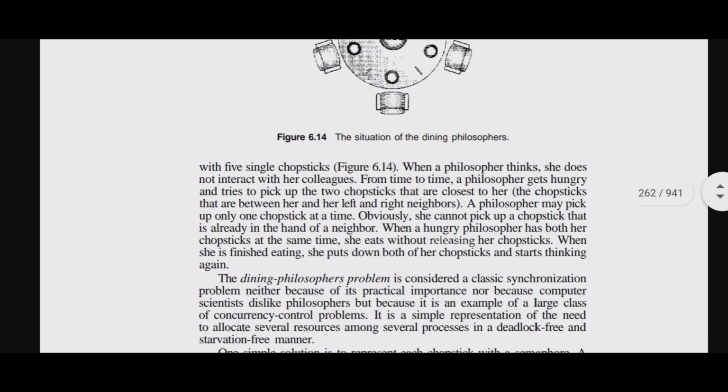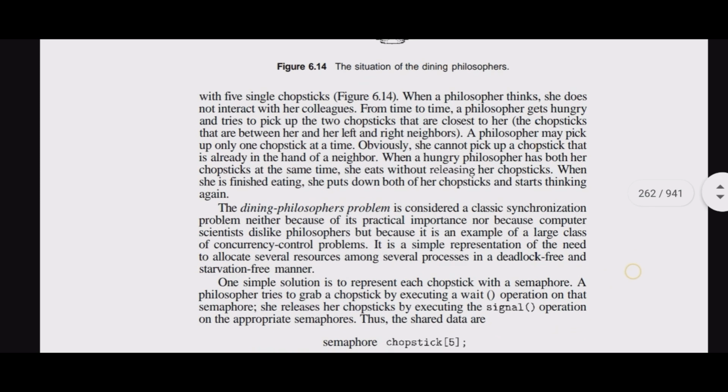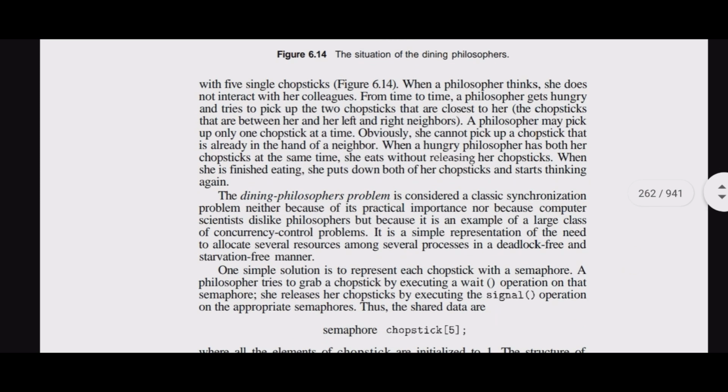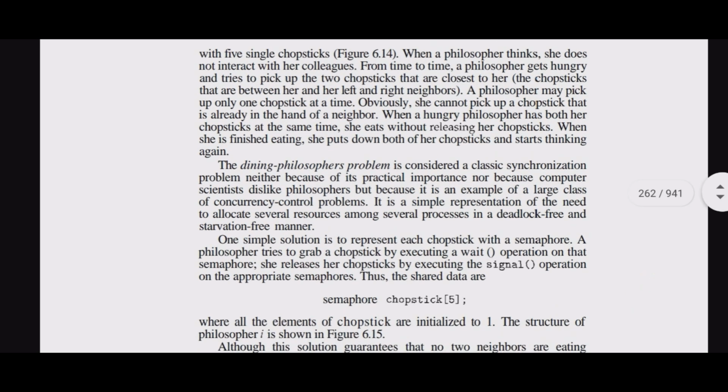To eat, a philosopher needs two chopsticks, one on their left and one on their right. The main challenges in the dining philosophers problem are as follows. Avoid deadlock. If all philosophers simultaneously pick up their left chopstick, they will be unable to pick up their right chopstick, leading to a deadlock situation where none of them can eat. Avoid starvation. If one philosopher keeps waiting for both chopsticks to become available, they may starve while others keep eating.